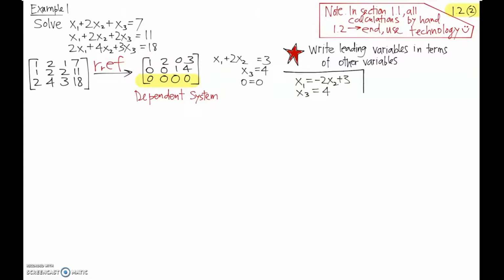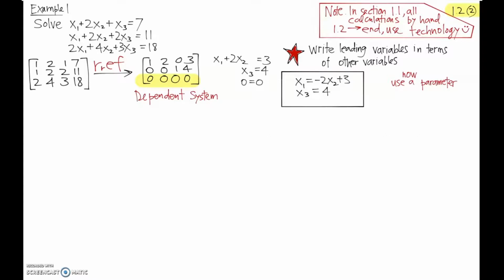So I've done that. I've written the leading variables in terms of other variables. So here's x1, and I just moved the x2 term over to the other side, but we know x1 equals negative 2x2 plus 3, x3 stays as it is, equals 4, 0 equals 0 gives us no information, so we don't even bother writing it.